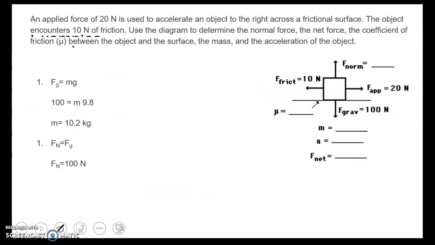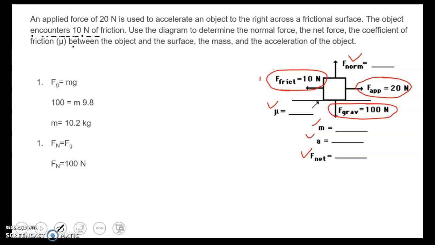An example of a problem would be this, and the free body diagram is drawn for you. I'll do one where I draw it so you can see. Here's what we know. We're applying a force of 20 newtons, and we have a frictional force of 10. We know the weight is 100 newtons. We need to find normal force, coefficient of friction, mass, acceleration, and net force. Usually it's just one thing we need to find, but this time we're going to try to find a bunch.